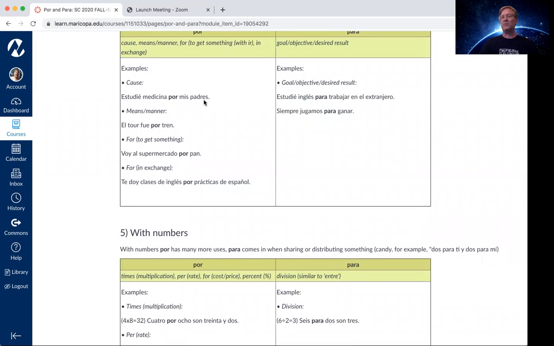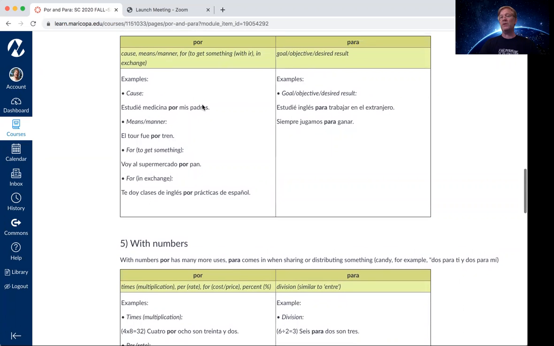Estudié medicina por mis padres. I studied medicine because of my parents. Bien, if you said estudié medicina para ser doctor, it would be in order to be a doctor. So por points to the cause of something, and para points to the goal you expect to achieve from something. ¿Está bien?